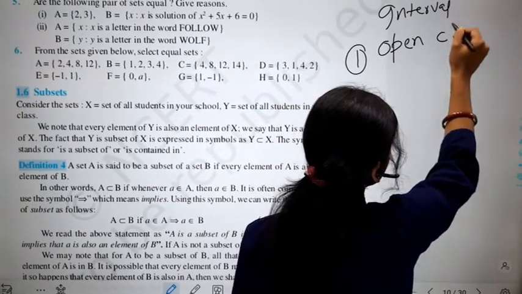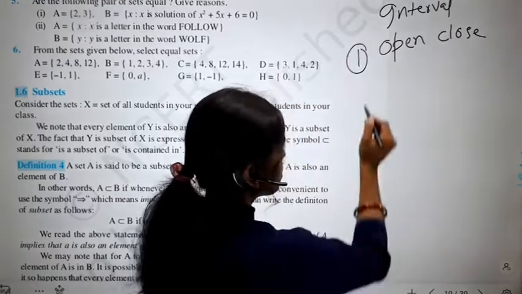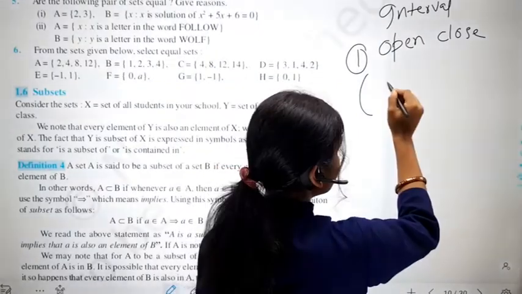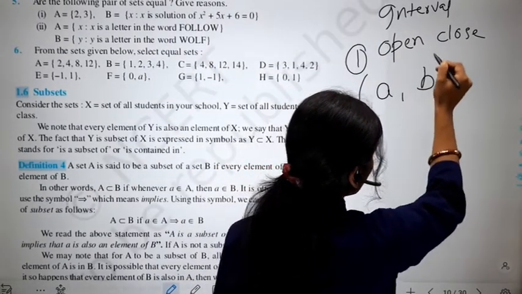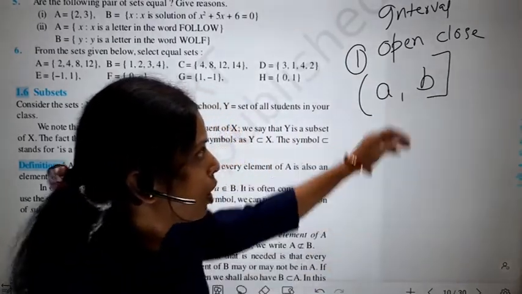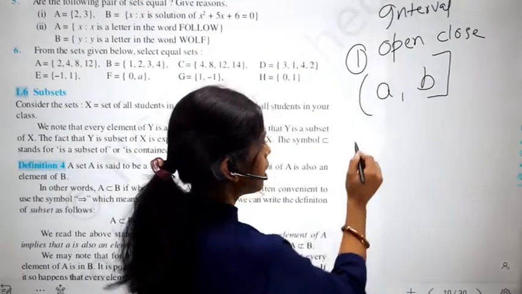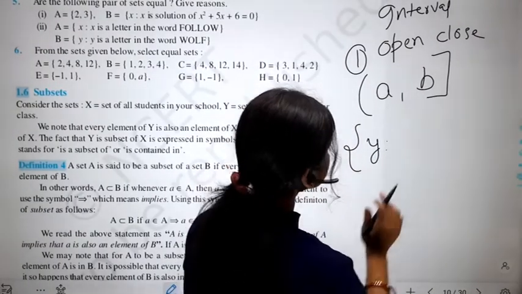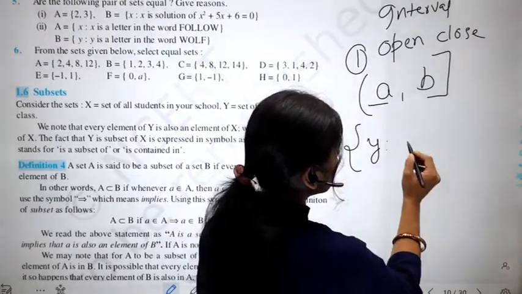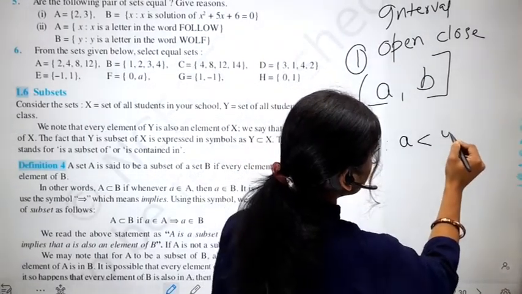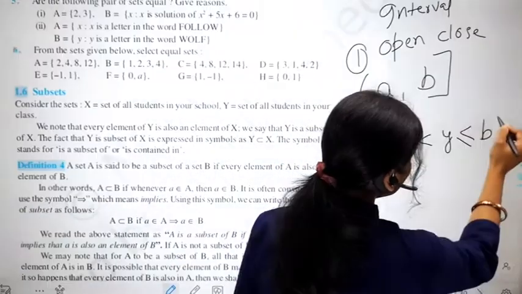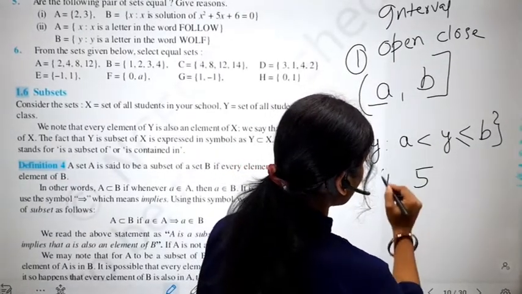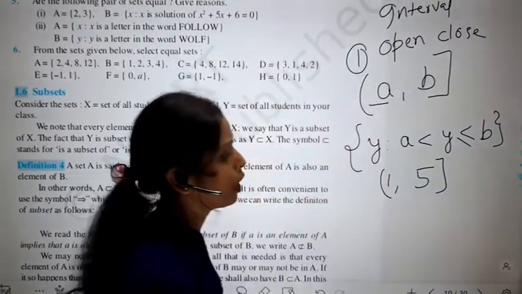Open close means open, and then close. How will we represent this one? This is called an open close interval. Open close means the collection of all those y such that a is less than y and y is less than or equal to b. For example, 1 and 5. This is the open close.